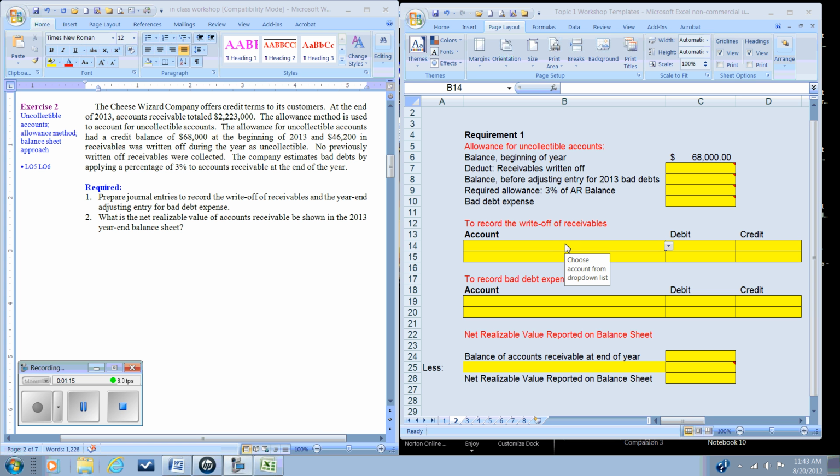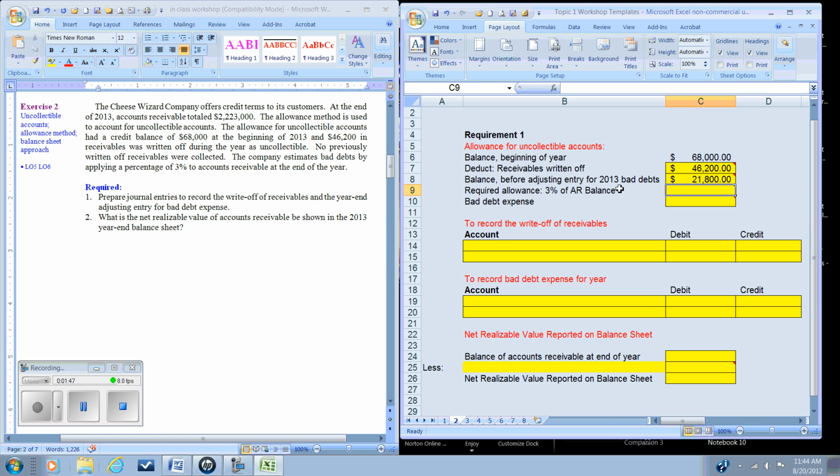So let's begin by taking a look at the allowance for uncollectible account activity for this company. We're told the beginning balance was $68,000. During the year, we had write-offs of $46,200. So our balance before the adjustment is our beginning balance less the write-offs. So what does this look like in the journal?